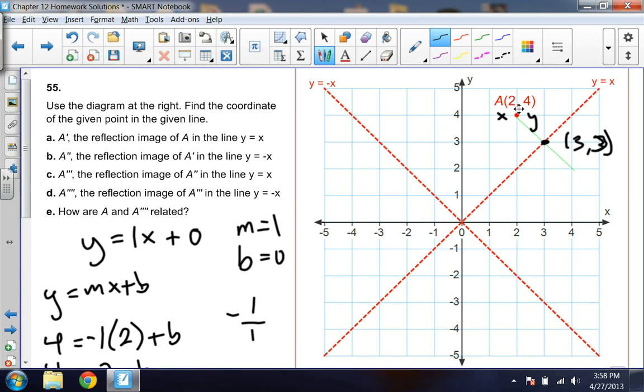Now this point is 2, 4, and its reflection over here, if I went 1 down, 1 over, 1 down, 1 over, recall what the slope was there. This is my A prime, and that point is 2, 4. So we found the coordinate point for that line. Now, I'm not going to spend as much time doing all the other ones just like that. That was just giving you a good rough example of what was going on.